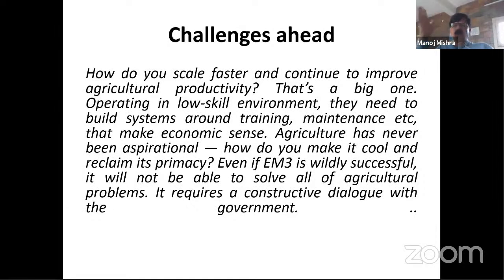Agriculture, for that matter, as you all know, several of you who are here as the academic fraternity will say that every one of us has some agriculture holding or something or the other in the rural setting from which we come. But it has never been aspirational for us. We have never been trying to associate ourselves with it. So how do we make it cool and reclaim its primacy is important.